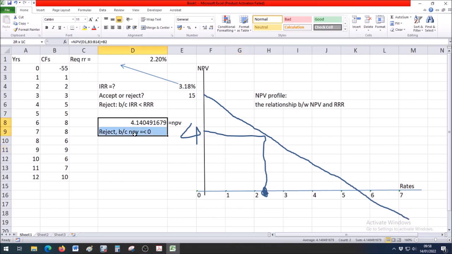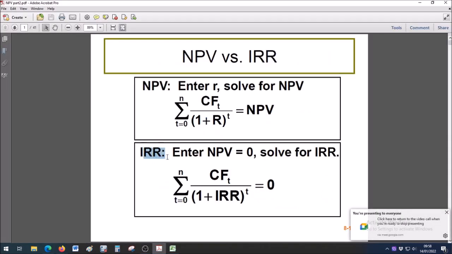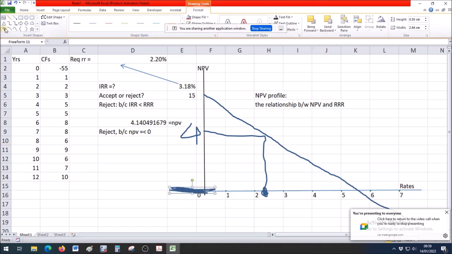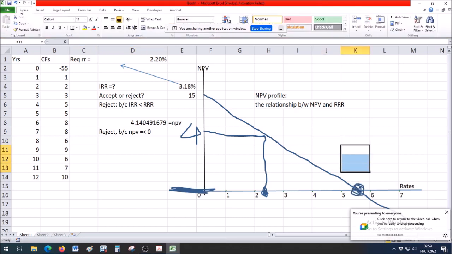But with IRR, we are looking at the same NPV profile. And what we're doing is we make NPV equal to 0. Instead of choosing the rate on this side, we have 0 here, and find the appropriate return to make NPV 0. Here we find where NPV is equal to 0. NPV is 0 at this horizontal line, so NPV is 0 at the internal rate of return.